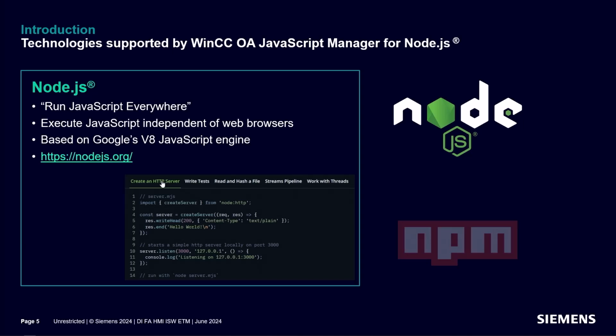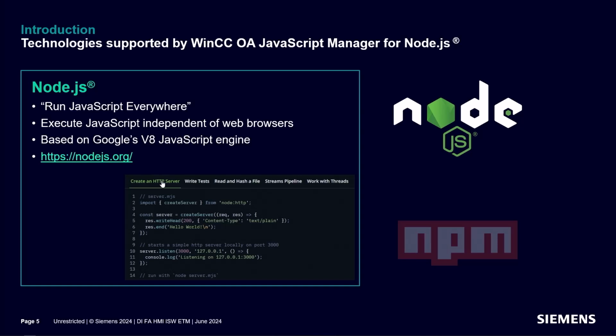The next technology is Node.js. Its slogan is "Run JavaScript everywhere." As I mentioned before, JavaScript was developed for browsers, and now Node.js is here to allow you to run JavaScript outside of browsers, for server processes and other applications. It is based on Google's V8 JavaScript engine and is open source software that you can use for free.